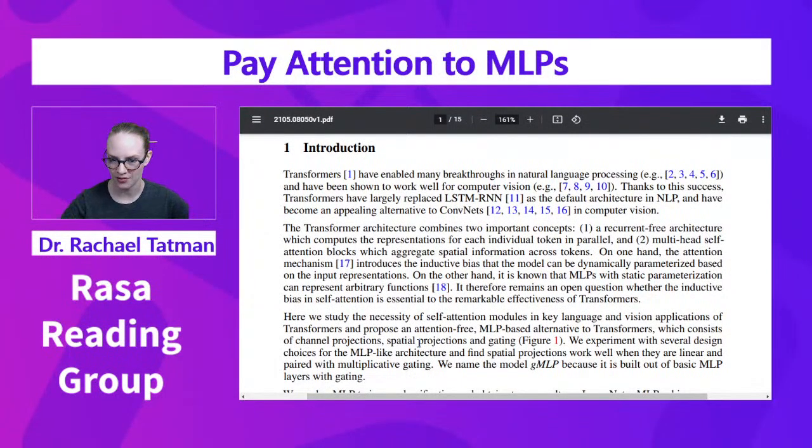Transformers have enabled many breakthroughs in natural language processing, and have been shown to work well for computer vision. Thanks to this success, transformers have largely replaced LSTM RNNs, so long short-term memory recurrent neural networks, which I believe have a gating mechanism. So I think this is taking bits of the LSTM mechanism. Although, right before transformers, it was really LSTM RNNs with attention, and that were bidirectional, that were state-of-the-art in a lot of NLP tasks. Honestly, they still hold state-of-the-art in some NLP tasks, but it's definitely not the fancy architecture everyone's talking about.